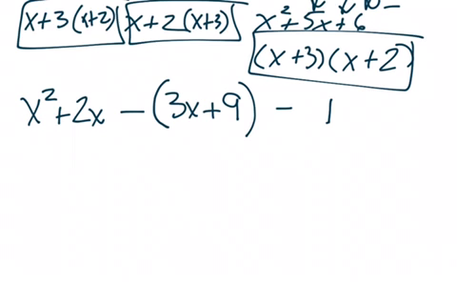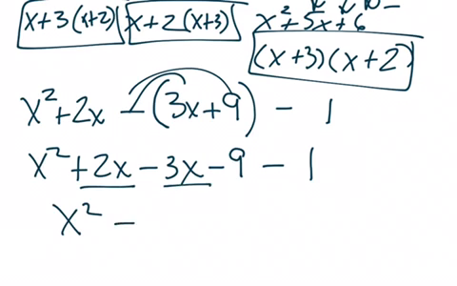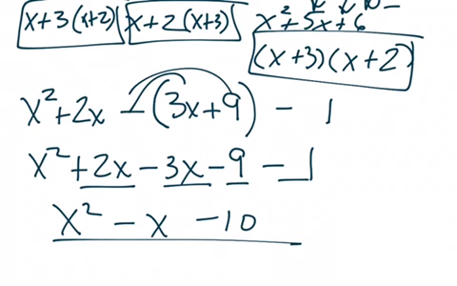And because that's in parentheses, this is really x squared plus 2x minus 3x. Here's the thing that gets people. Minus 9 minus 1. You have to distribute that negative sign through there. So x squared, 2x minus 3x would be negative 1x. Minus 9 minus 1 is negative 10. What's the denominator? It's x plus 3 times x plus 2.